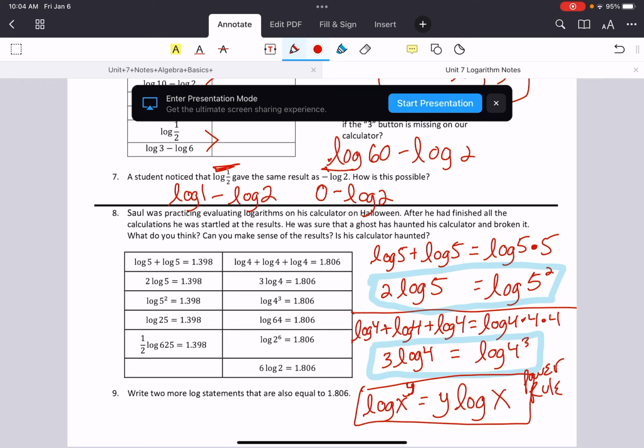So let's talk about why this last entry in the table makes sense. Because the coefficient can come up on the inside as an exponent, right? So using that power rule, I can change this to be log 625 to the 1/2, because that can come up as an exponent. And remember we reviewed last time that a fraction exponent is like a square root. So those 3 are all equivalent.